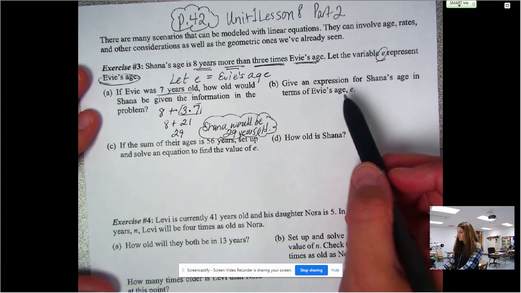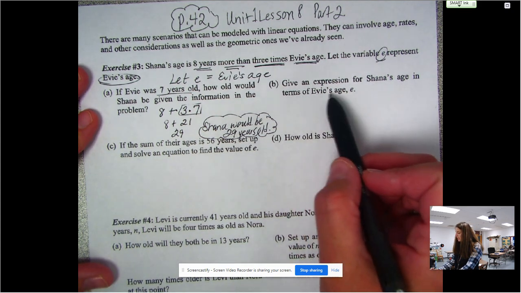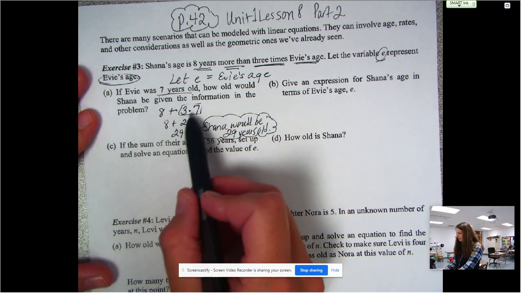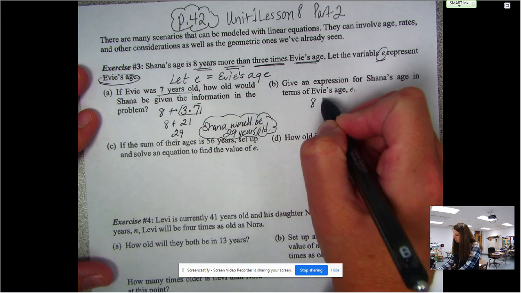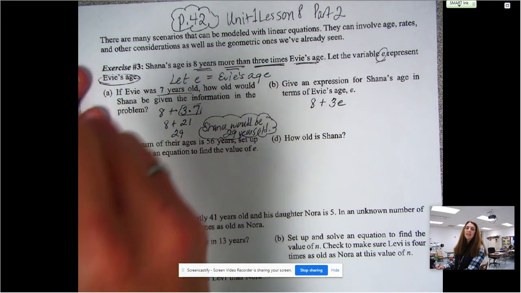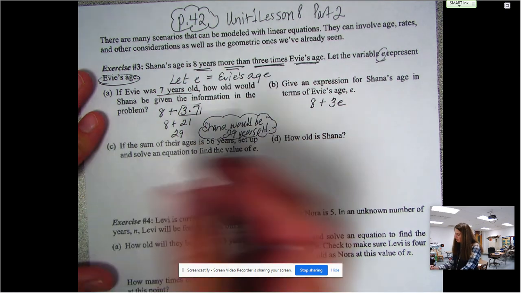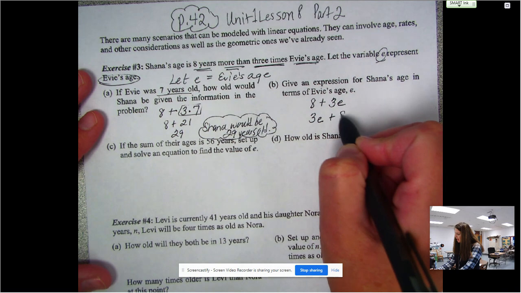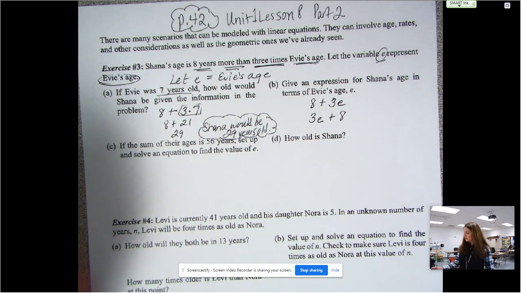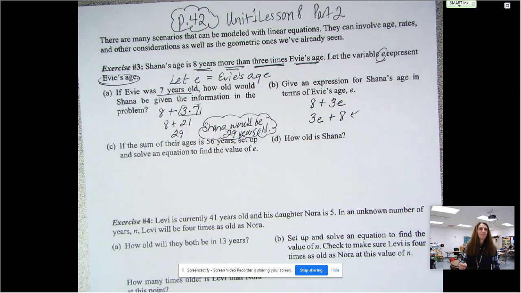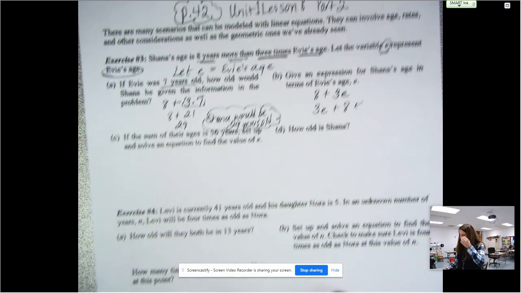Give an expression for Shauna's age in terms of Evie's age. So we kind of did that. We kind of wrote the expression right here. So we would have 8 more than 3 times Evie's age. So this time we're just using an E to represent that. We can also write this 3E plus 8, where we put the variable first. And this is actually called standard form. Okay, that's the more traditional way to write it. All right, let's go to C.